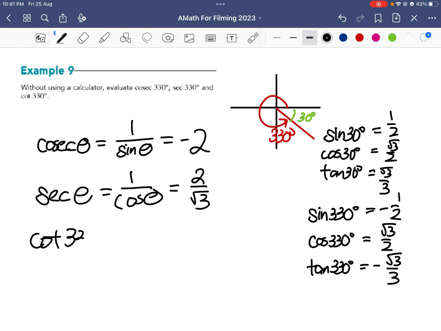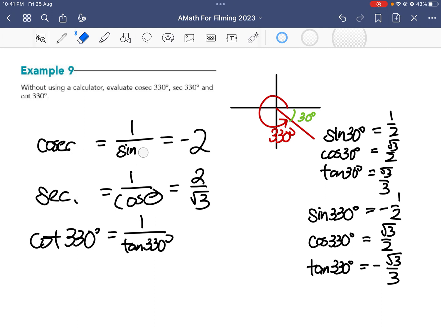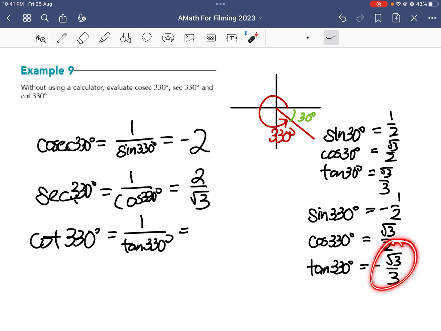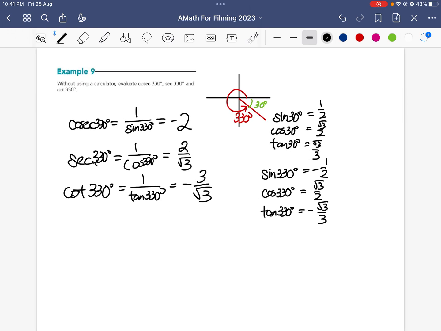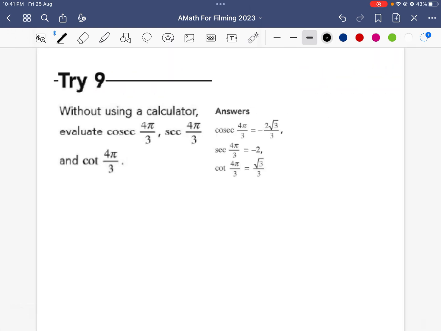Lastly, cotangent theta, or cotangent 330 degrees, is 1 over tangent of 330. Then I should replace all the theta with 330 degrees. Then what I get here is negative, tangent 330 is negative root 3 over 3. So the reciprocal is negative 3 over root 3. So here is negative 3 over root 3. And I'm done with example 9.